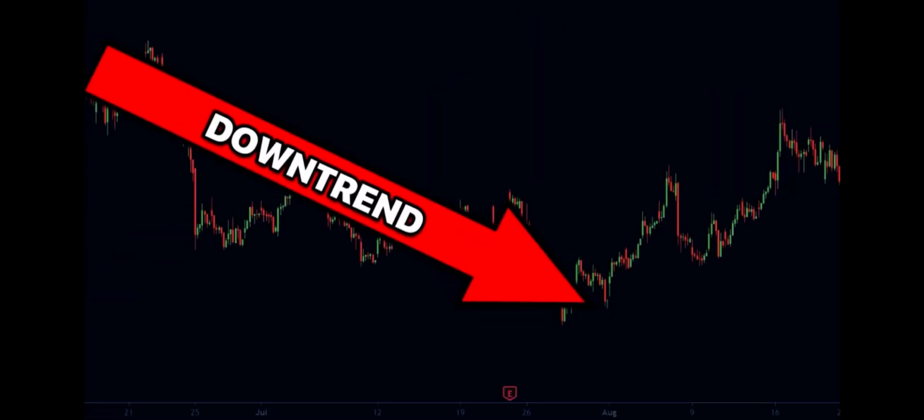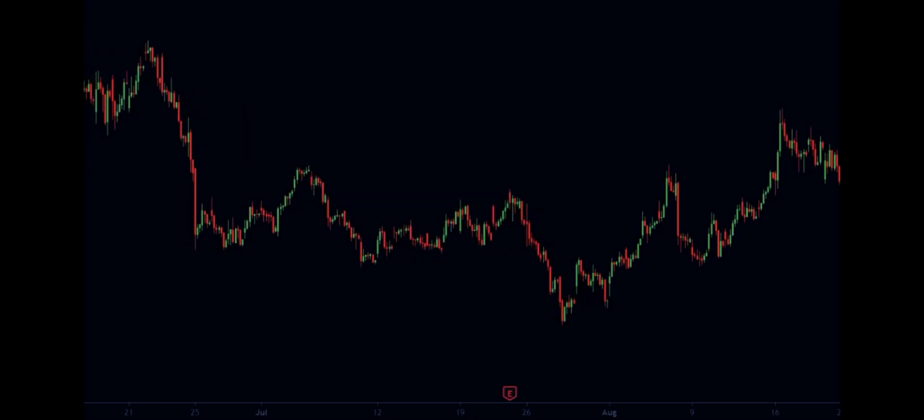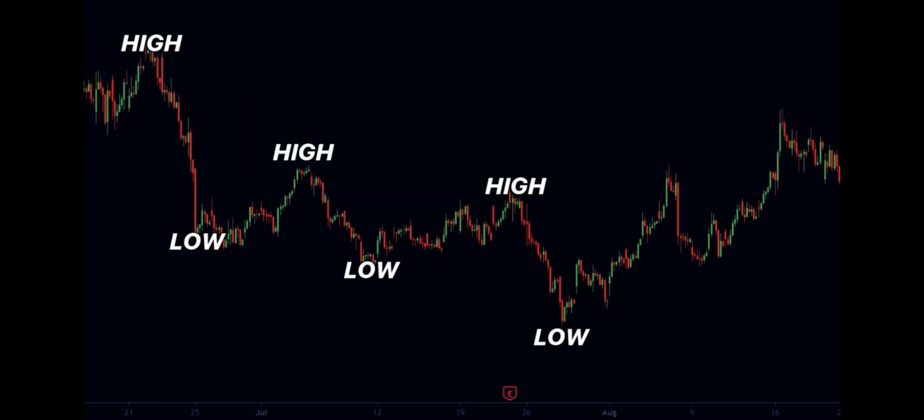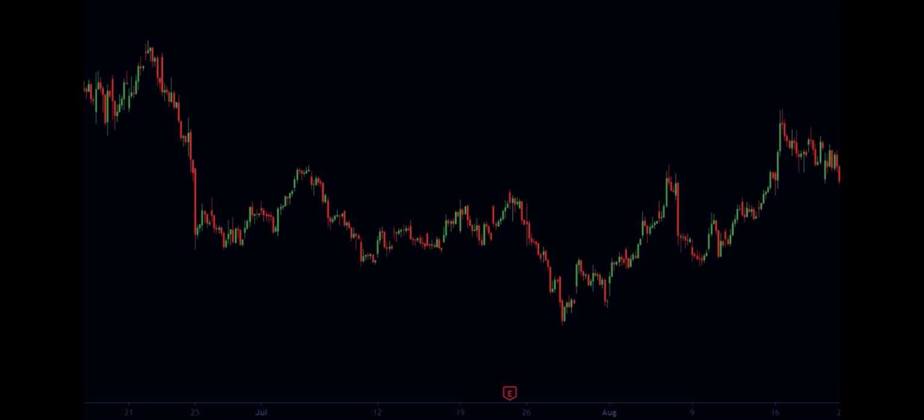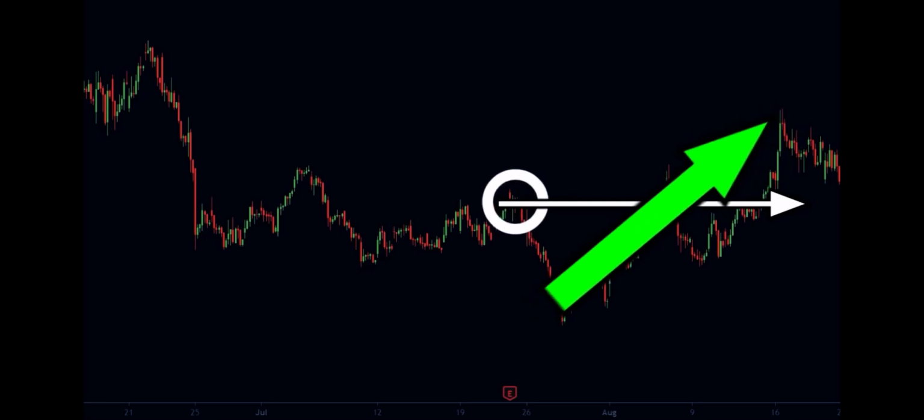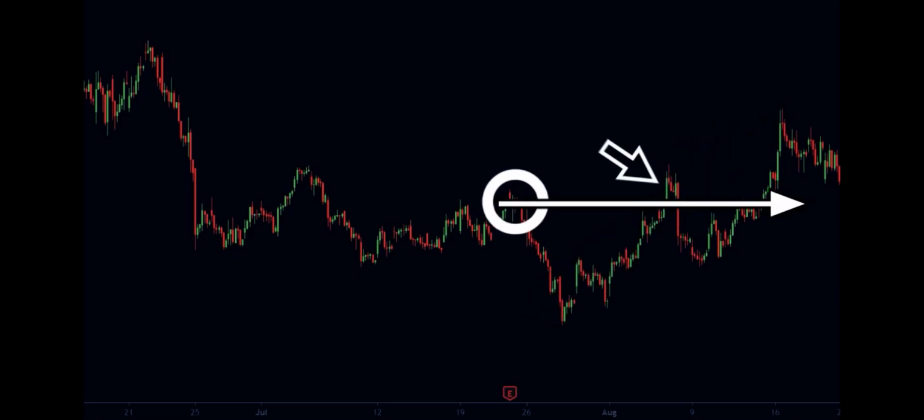On the other hand, in a downtrend, we see that the price makes lower highs and lower lows. In a downtrend, the most recent high is the last line of the trend. If the price breaks above the most recent high, we can expect the price to reverse and start a new trend. So we can buy the asset here.